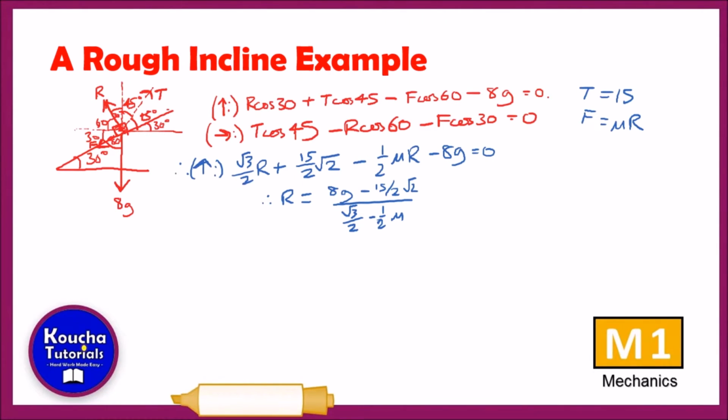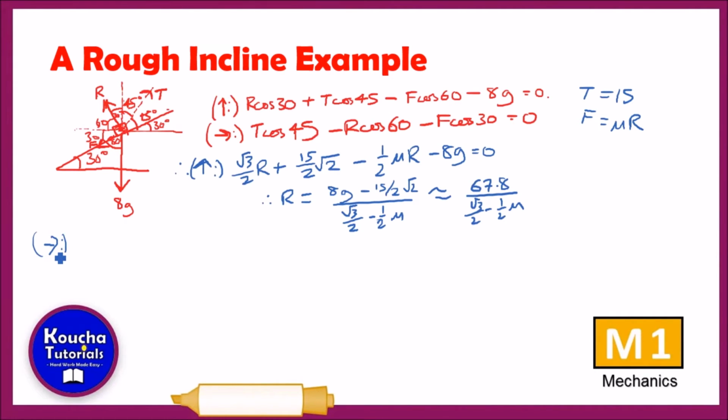And to sort this top line out, this gives us about 67.8 over root 3 over 2 minus half mu. Okay, now we're going to sub all of this into the second equation. We have to simplify this again. So substituting this entire equation into the horizontal one, and remembering to replace F with mu R, and then factorizing this completely. So let's just break it down.